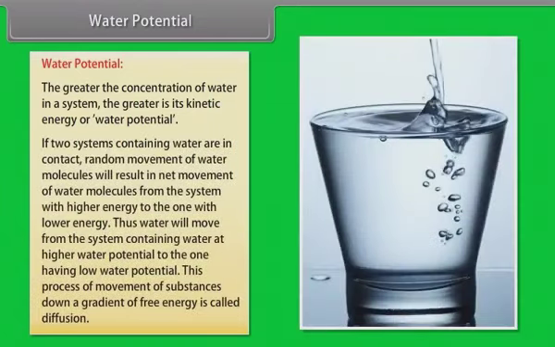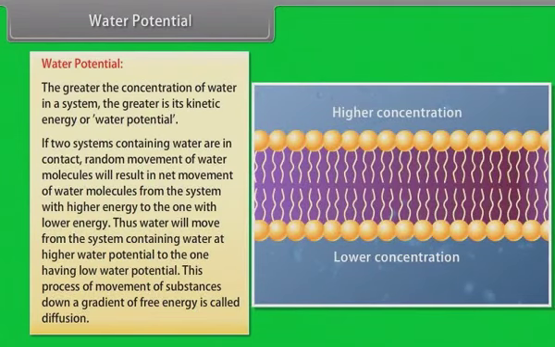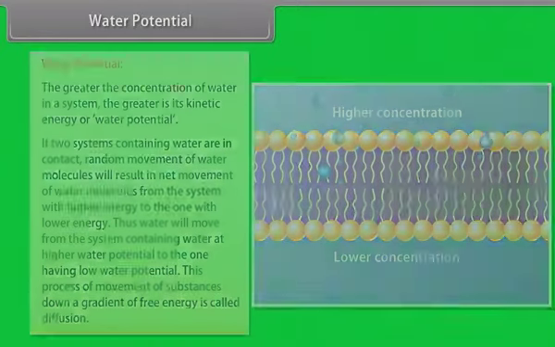If 2 systems containing water are in contact, random movement of water molecules will result in net movement of water molecules from the system with higher energy to the one with lower energy. Thus, water will move from the system containing water at higher water potential to the one having low water potential. This process of movement of substances down a gradient of free energy is called diffusion.